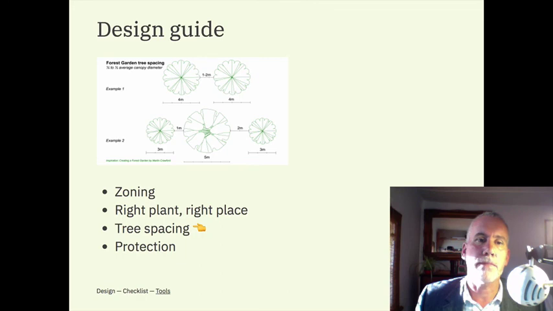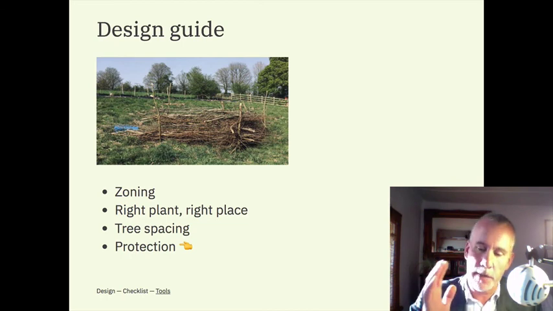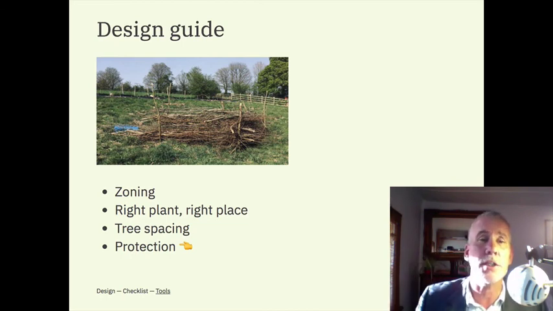And protection is the last one. You need to protect the garden with windbreaks, ultimately. In the meantime, you can use nurse trees, which are like small shelters for tender plants, and dead hedges, which is what you can see in the image. It's just a load of branches put between bigger branches.